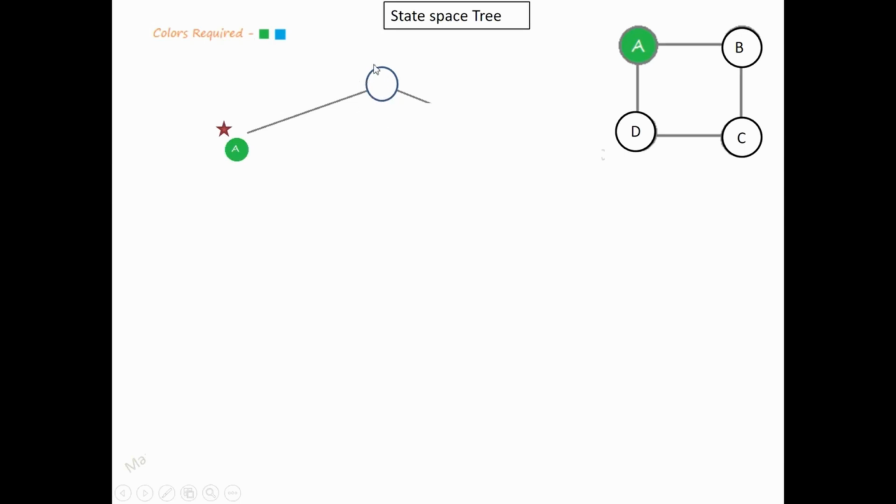Now this is called the root node. It does nothing. It's the initial starting point from where the state space tree will start working. Now, when the first node is being painted, we will assume that we are painting the nodes in this sequence, first green then blue, for the sake of simplicity. Now the first node is painted with the first color, that is the green color. There is no problem in painting because no other vertex has been painted yet.